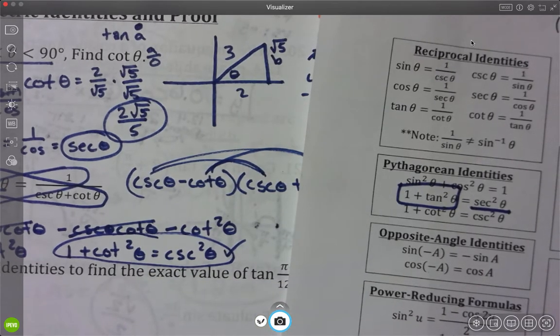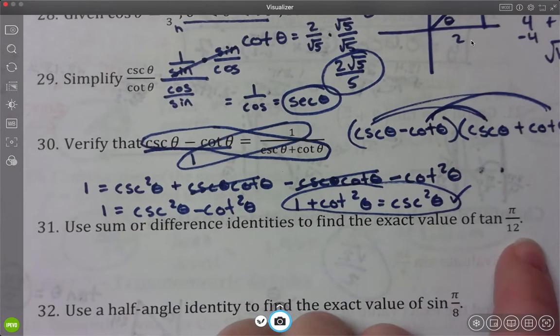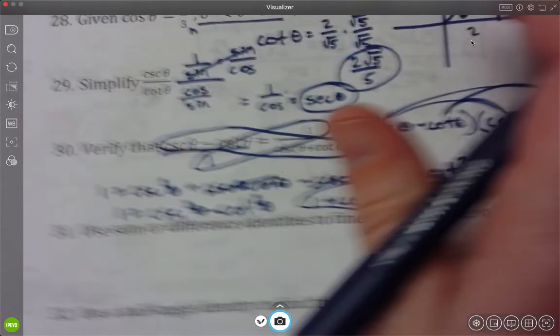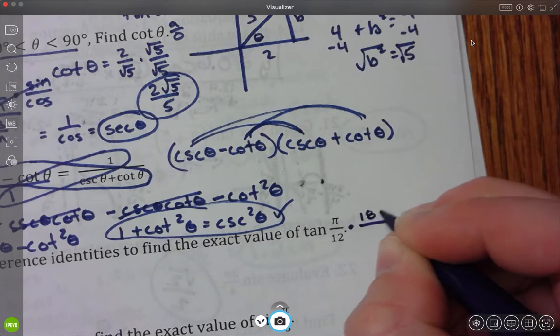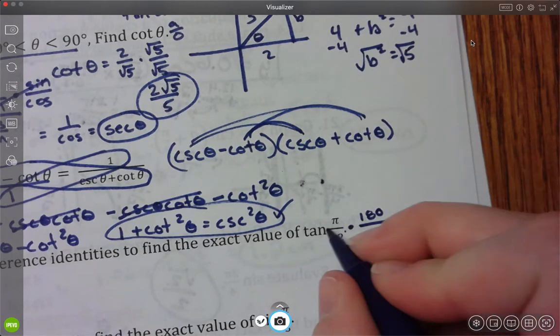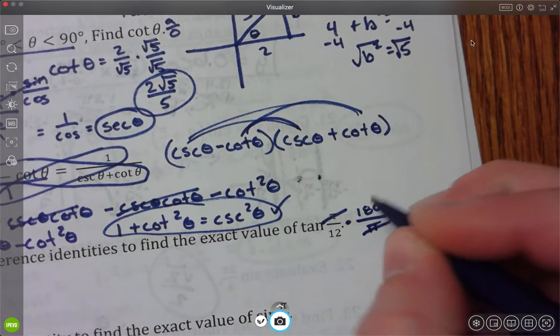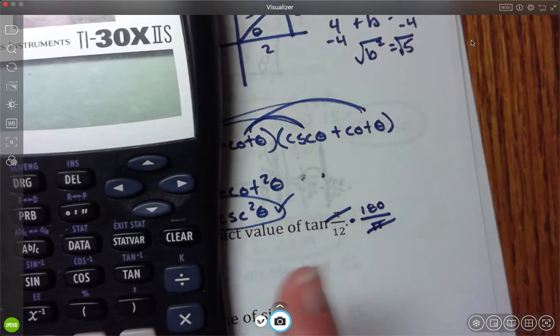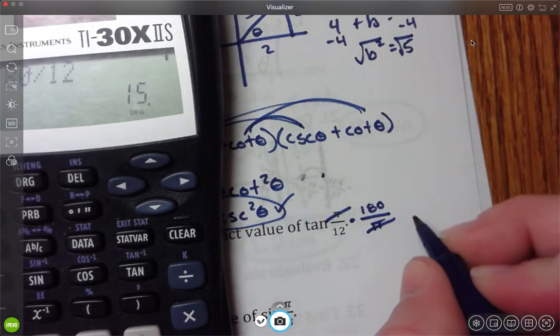Okay. All right. 31. Use a sum or difference identity to find tangent of pi over 12. So pi over 12, I don't know how many degrees that is. Let's go ahead and do times 180 over pi so that we can get a better idea of how many degrees that is. So 180 divided by 12 is 15. So we're doing 15 degrees.